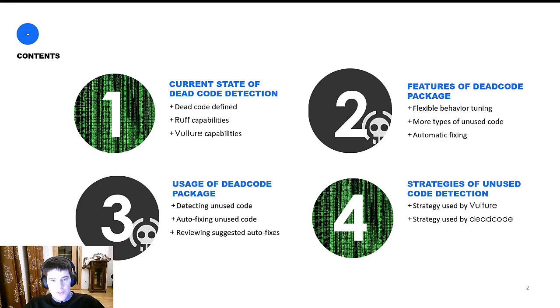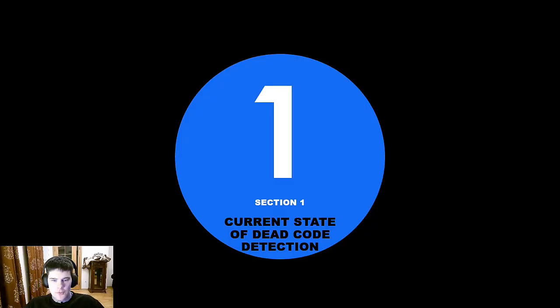My presentation consists of four parts. Firstly, I will define what Deadcode is and tell a short story about how I started Deadcode. Secondly, I will describe several features of Deadcode including behavior tuning and automatic fixing. Thirdly, I will show how the Deadcode package could be used. And finally, I'll compare two strategies of unused code detection. Let's begin with defining Deadcode.